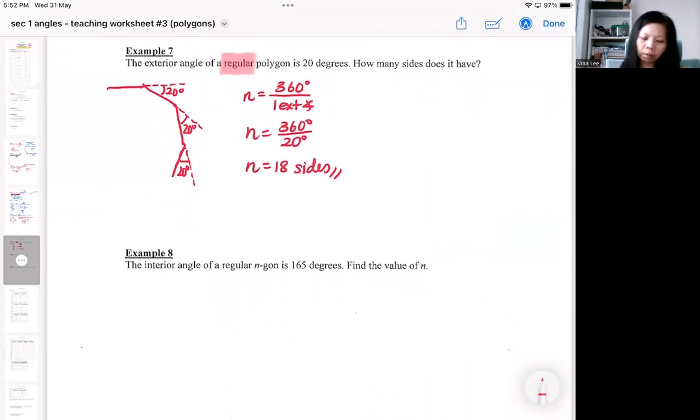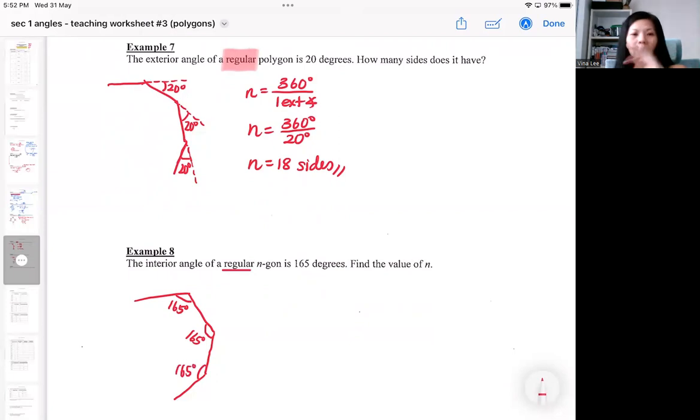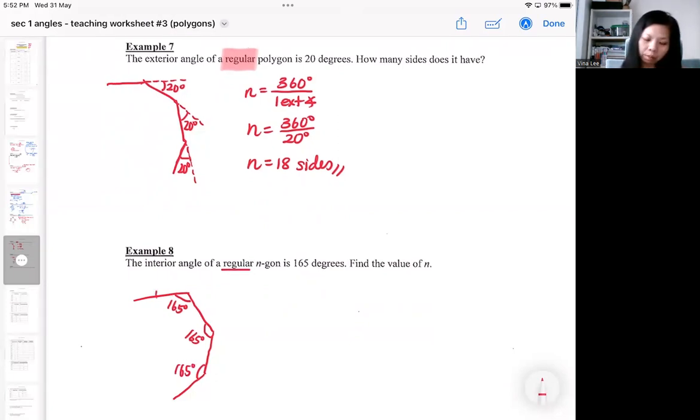The next question is also the same idea. It is also finding n, which is the number of sides, and it's regular. But right now, you are given the interior angle, 165. So it will be 165 all over the place. When it is regular, that means all the interior angles will be the same because all the sides will be the same as well. Which also means that the exterior angles will also be the same. So the exterior will be 15.